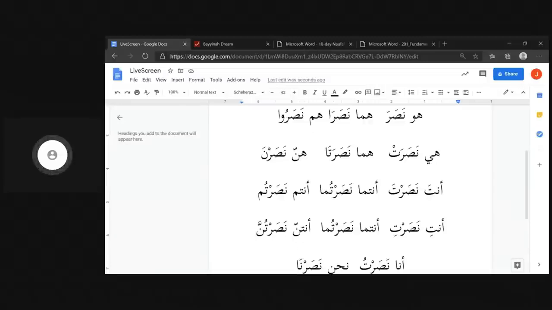You should be able to do that no matter which past tense you're given. So if I gave you the past tense, for example, استغفر, you should be able to do the same thing with استغفر.